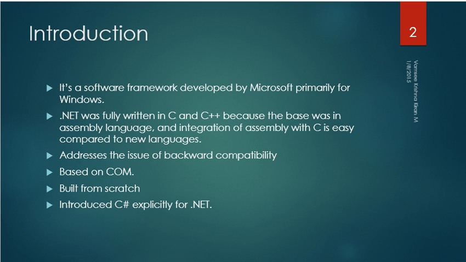Now the .NET framework has actually been built upon this framework of COM. And COM by nature addresses the issue of backward compatibility. What do you mean by backward compatibility? Backward compatibility is nothing but you have an application that is developed in a version, and the same application should be compatible back enough to work in the previous versions of the same software. So that is what we mean by backward compatibility.